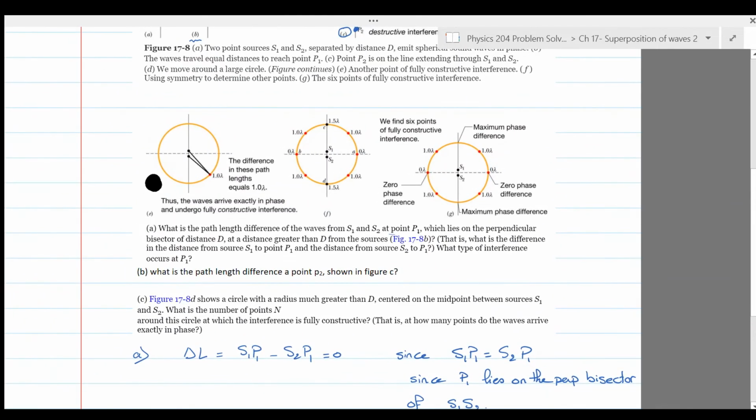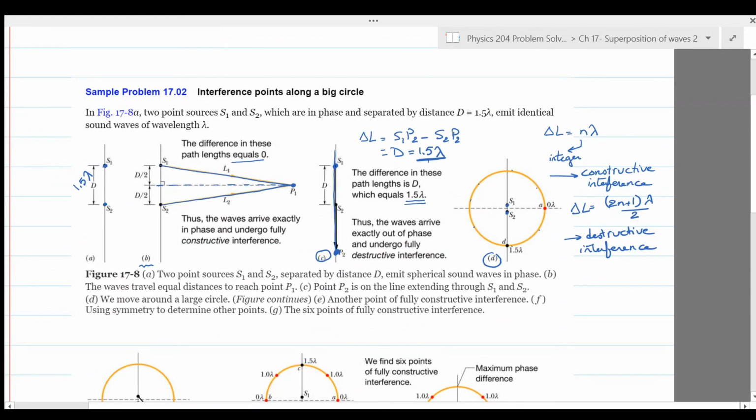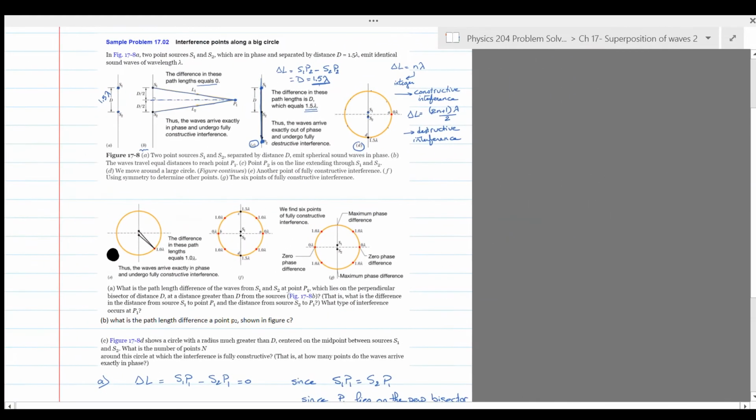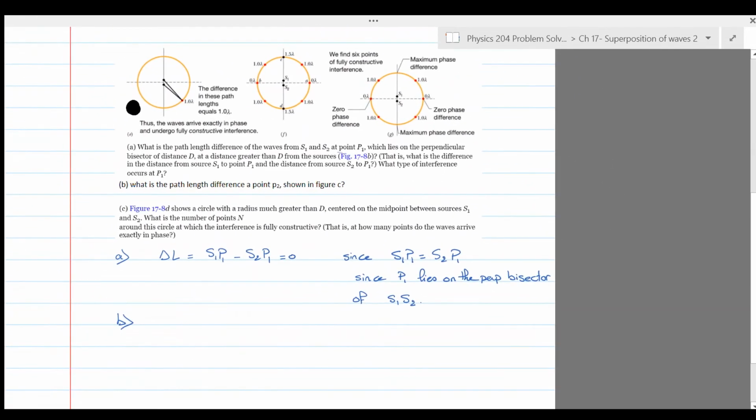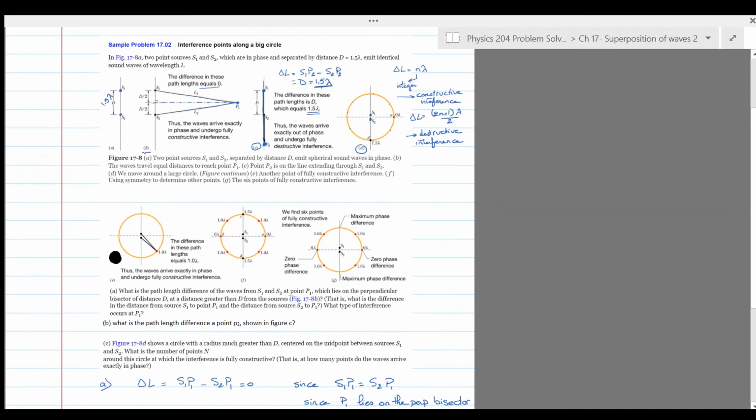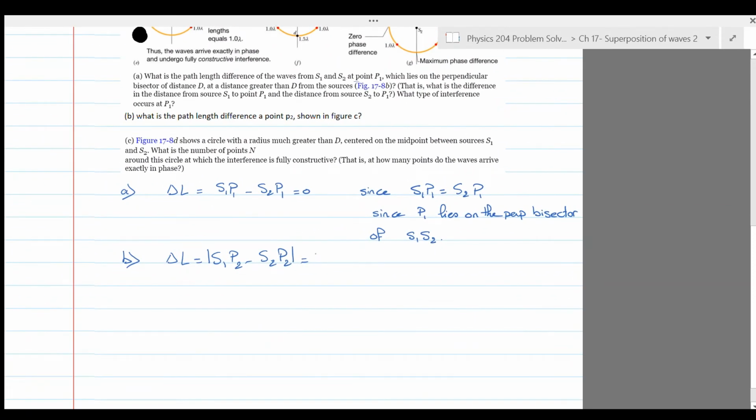And in part B, we want the path length difference at a point P2, which is shown in figure C. As we can see, P2 is along the line S1, S2. And like we mentioned before, we can write delta L as S1P2 minus S2P2. Of course, we look for the absolute value in case one of the path lengths is longer than the other. And S1P2 minus S2P2 is going to be equal to d itself, which is 1.5 lambda. So we have destructive interference in this situation.